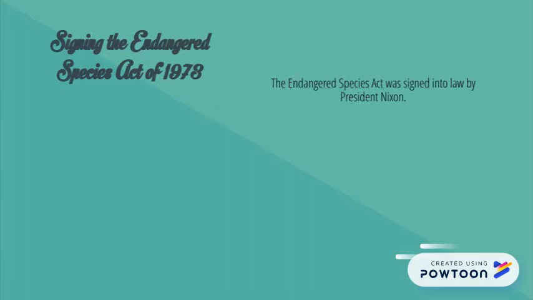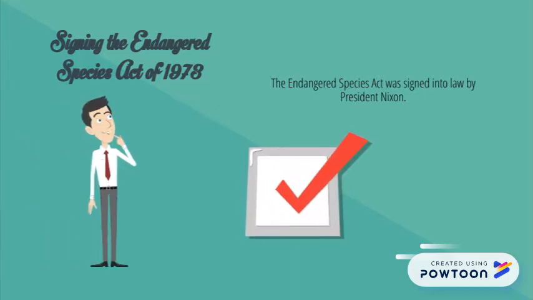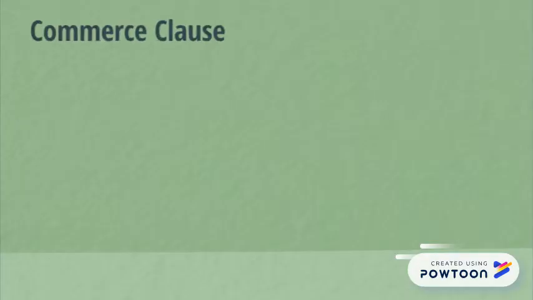The Endangered Species Act was signed into law by President Richard Nixon in 1973. The law went through Congress relatively quickly, about 6 months. The Endangered Species Act was one of many environmental laws that were passed in the early 70s.